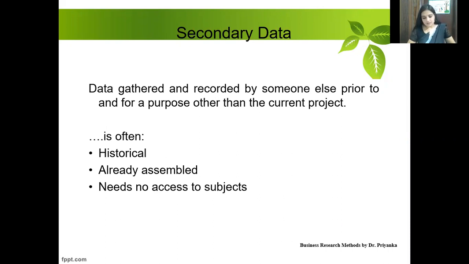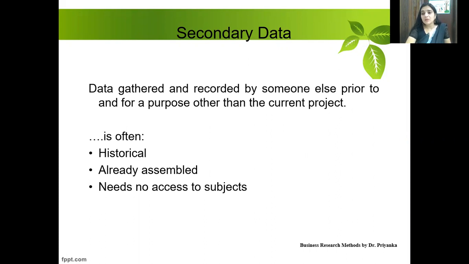What is secondary data? Secondary data is data gathered and recorded by someone else, prior to and for a purpose other than the current project. For example, you are working on a project right now, say CSR done by the top 10 companies in India. There are studies that have collected data on the CSR of those 10 companies independently, individually. Then you can use that data for your study. And that is the difference.